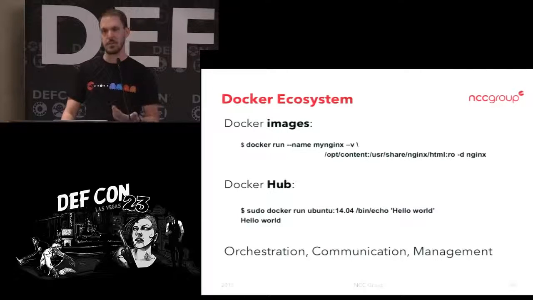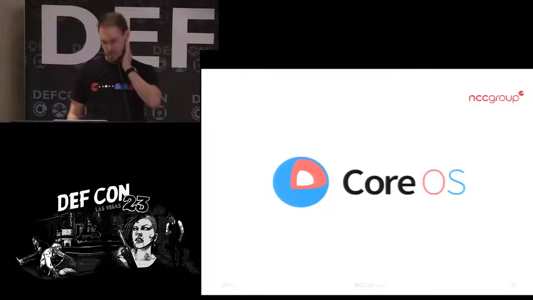I also have this idea of Docker Hub, which is kind of like GitHub for containers. You can do commits and all this stuff. And there's all the orchestration, communication, and management. I don't think the word orchestration was really mentioned much at all in the last 100 years, except for maybe last year. Anyway, so CoreOS is the other big one.